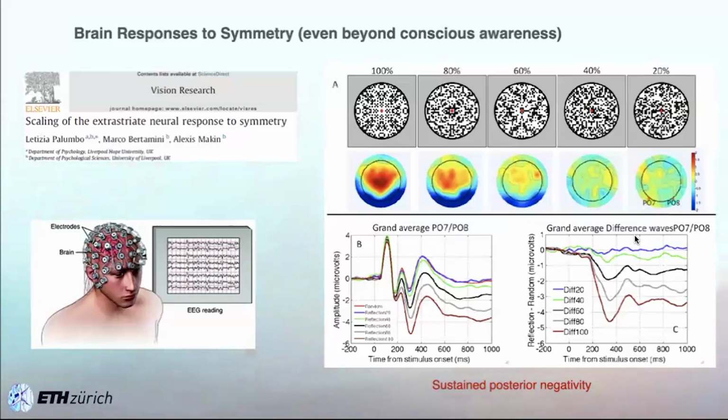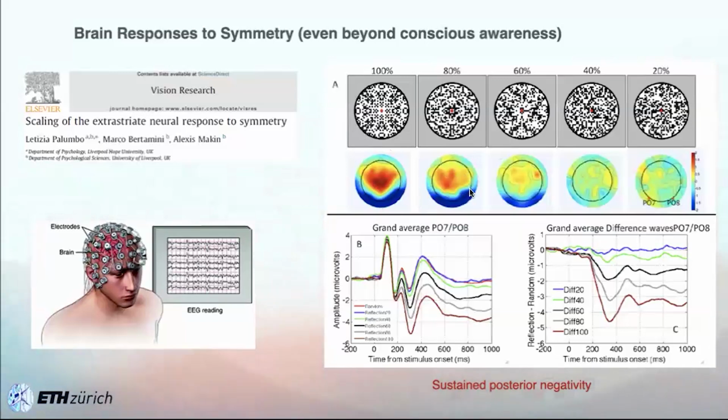And it's known that this sustained posterior negativity, this is an EEG signal. It's a waveform that appears in the EEG signal, and it's known that this is relatively more negative. It's a bigger signal for symmetrical compared to random patterns. So what they showed people in this study were what looked like random dot patterns, but with different levels of symmetry. So they could have perfect symmetry, which you can see in the far left image here. They could have 80% symmetry, 60, 40, 20, et cetera.